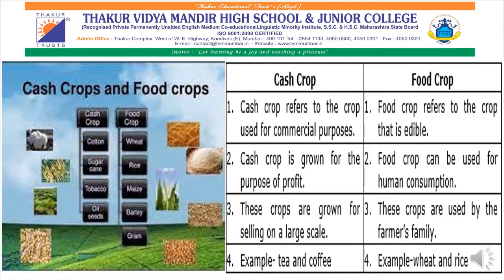Cash crop examples are tea, coffee, coconut, many more. And food crops are wheat and rice. Nowadays the farmers are selling wheat and rice. They grow more wheat and they sell. But the difference is cash crop is grown for the profit. In cash crop they gain more profit, but with the food crops they earn little profit.